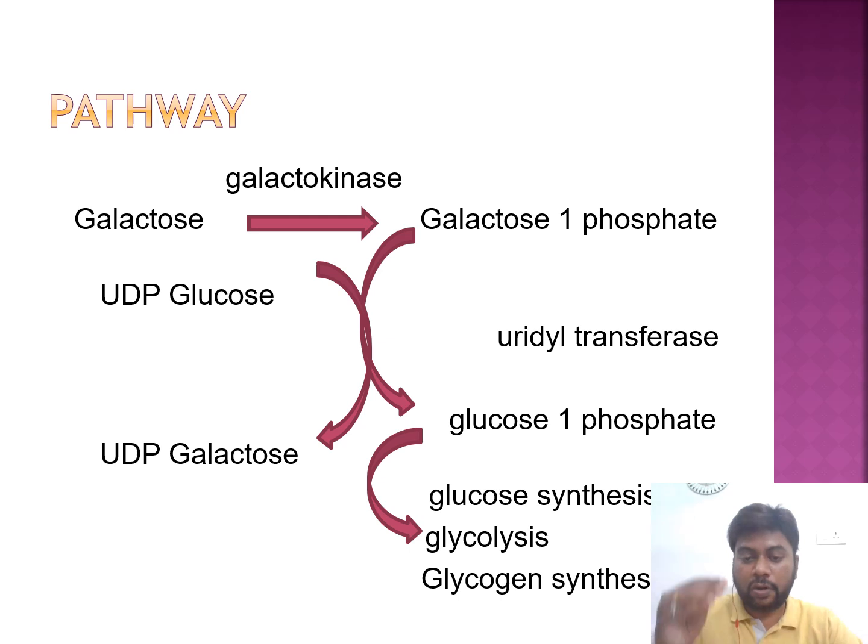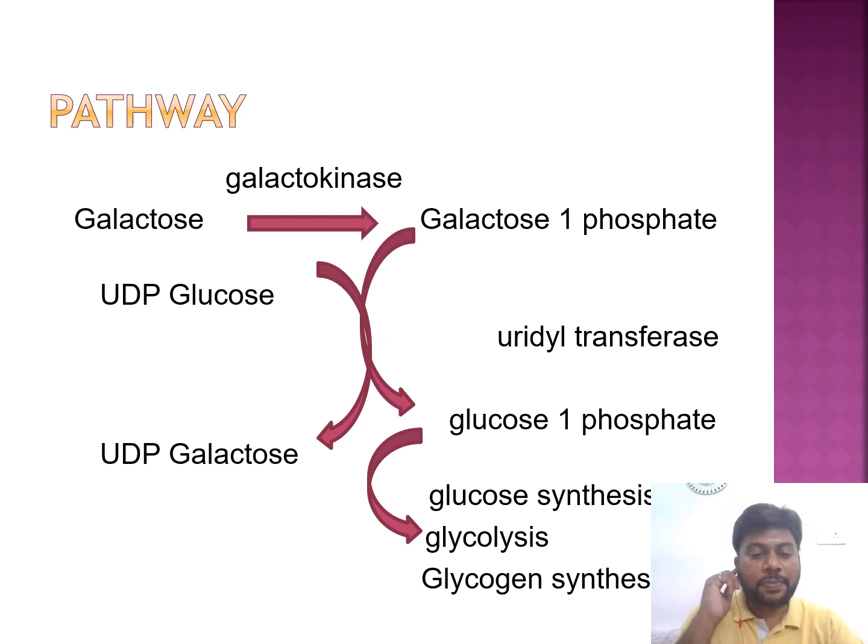When blood glucose levels are low, it will be used for gluconeogenesis. When it is normal, at an optimal level, it will be oxidized by glycolysis. When the glucose levels are in excess, the glucose 1-phosphate formed from galactose will be used for glycogen synthesis.